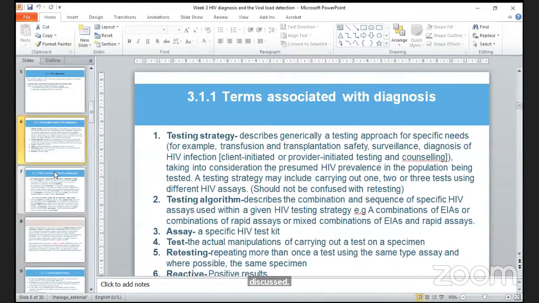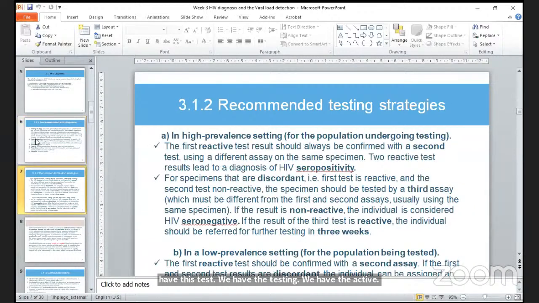And then we have the terms that are used during the diagnosis. There are several terms here. We have testing strategy, testing algorithm, assay, test, testing, and reactive or not reactive test. Then we have the strategies recommended for different prevalence zones. Also, you can see that on your screen. And I hope you can hear me. If you're not hearing me, you can just simply type down there and let me know.